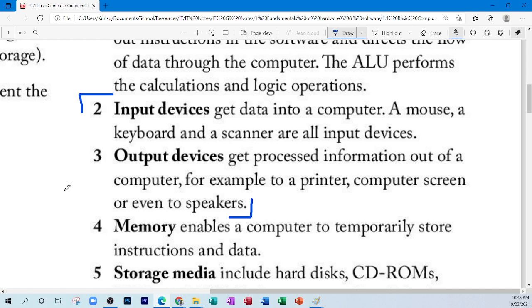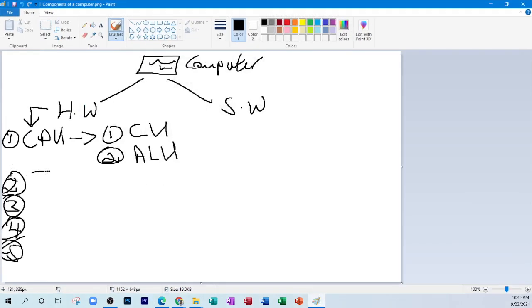Yes, sir. Input devices get data into a computer. A mouse, a keyboard, and a scanner are all input devices. Output devices get processed information out of a computer. For example, to a printer, computer screen, or even to speakers. Good. So, if we go back to our diagram that we were working on, 2, we're going to add input devices, and then 3, we're going to have output devices.